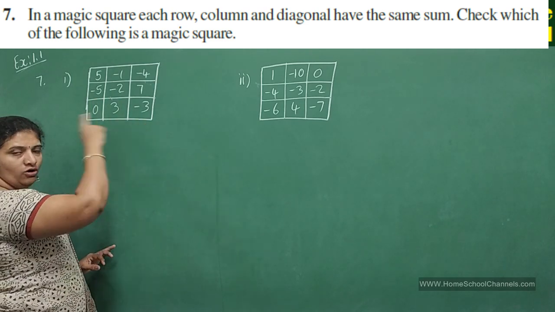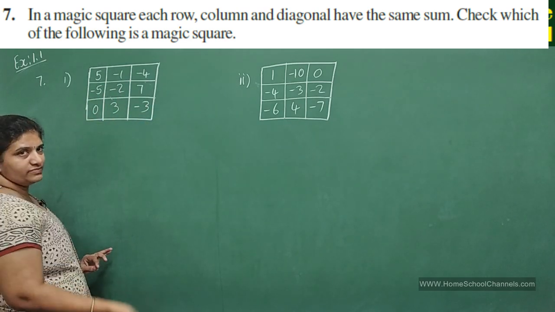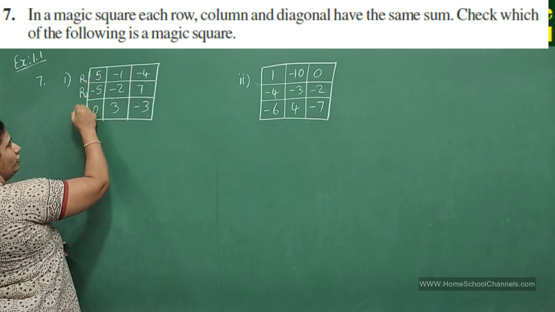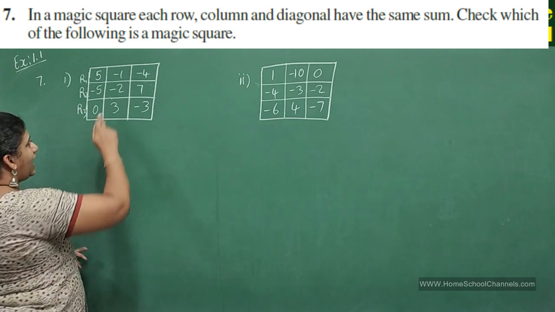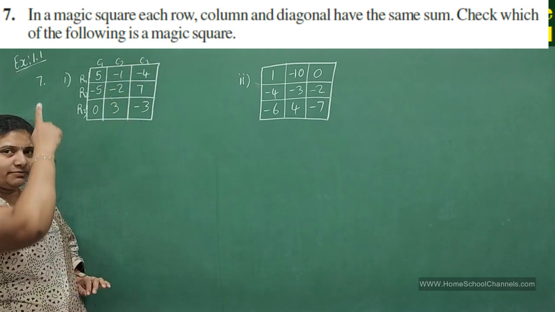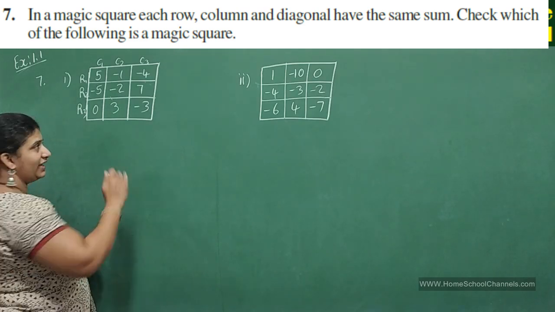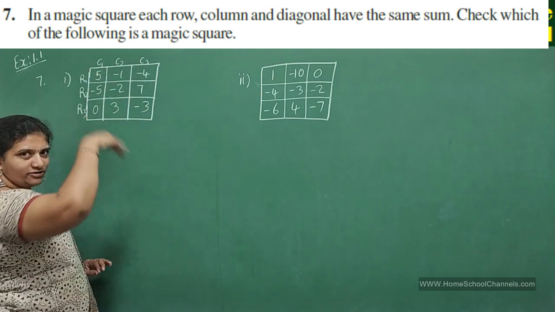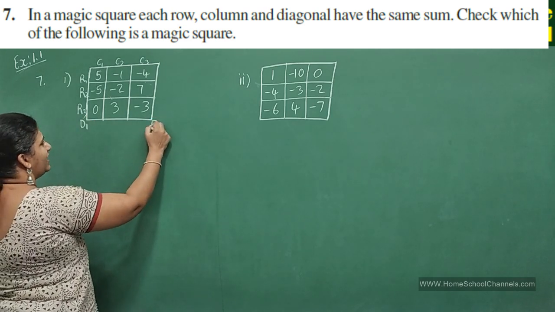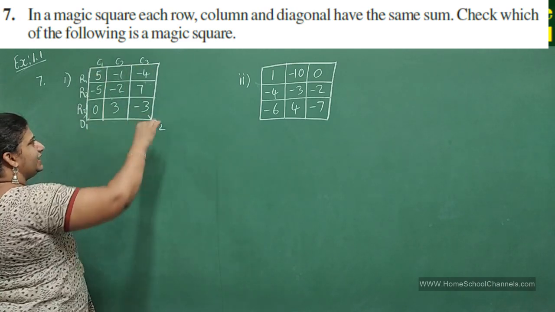Let me mark here. These are rows. Do you know? Horizontal lines, horizontal numbers are rows. Vertical are columns. Let me write it here: R1, row 1, row 2, row 3. You won't be confused. And columns, I will write as C1, C2, C3. Column number 1, column number 2, column number 3. And coming to diagonals. What are diagonals? 1, 2, cross. So let me mark this edge D1 and this edge D2. Diagonals like this. Okay, D1, D2.